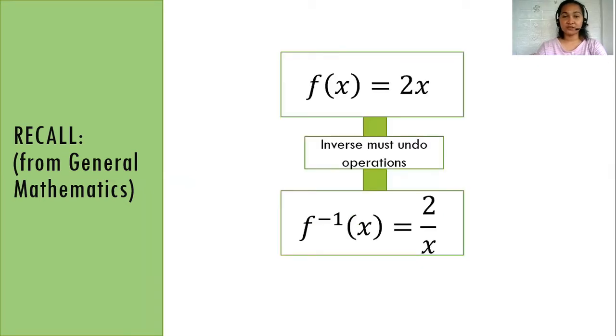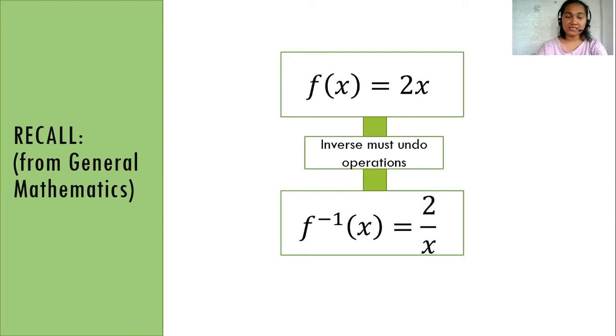Essentially, inverse functions sequentially undo anything done to x in the original function. So that is why for f of x equals 2x, we do the process of undoing the operations and we get x over 2. So the inverse process of multiplication is division.